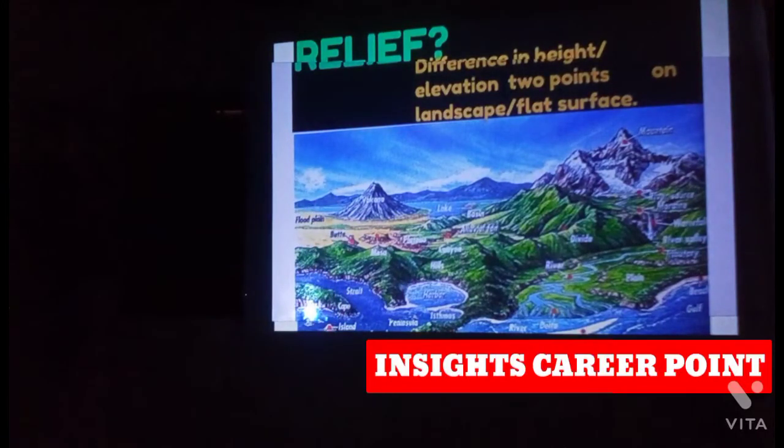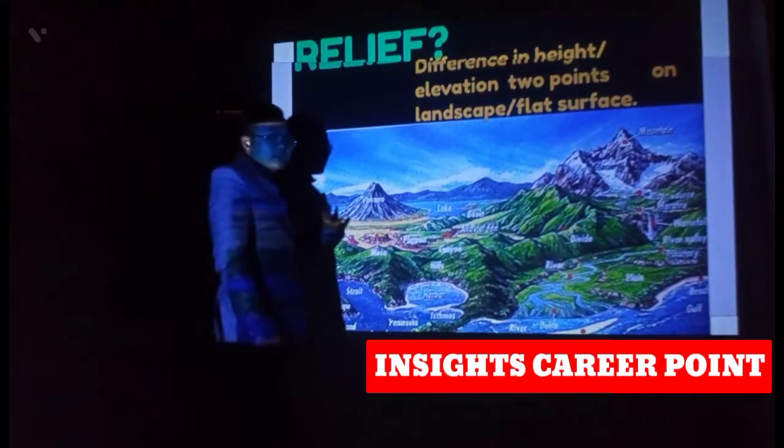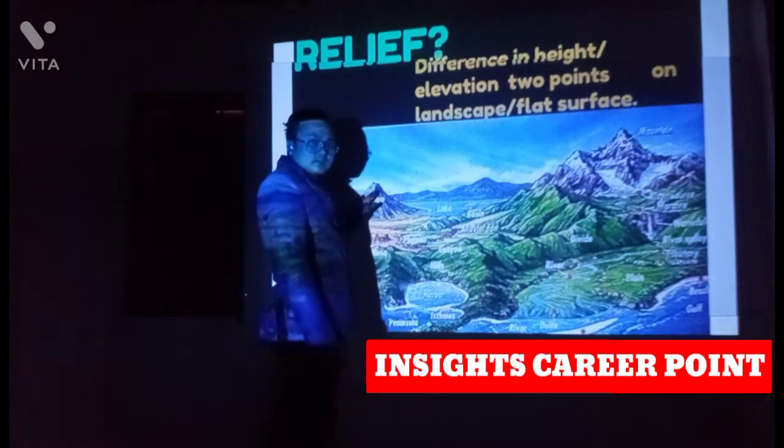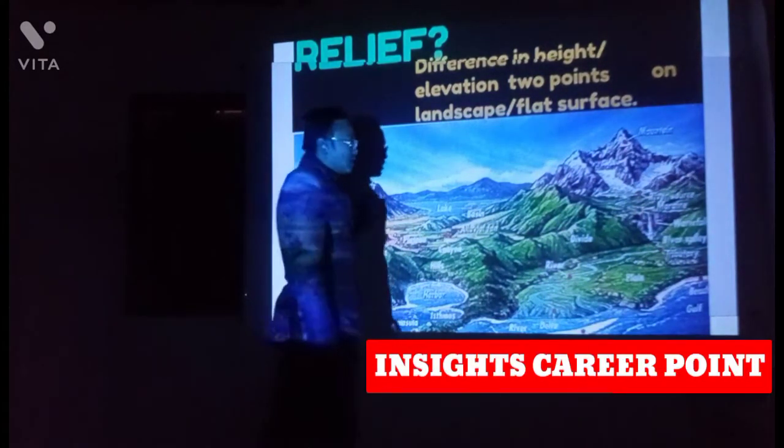Okay, then what is meant by relief? Relief means the difference in height or elevation between two points on a landscape or flat surface. That means whatever forms on the surface of the earth, based on the relative difference in their height, is what we call relief.